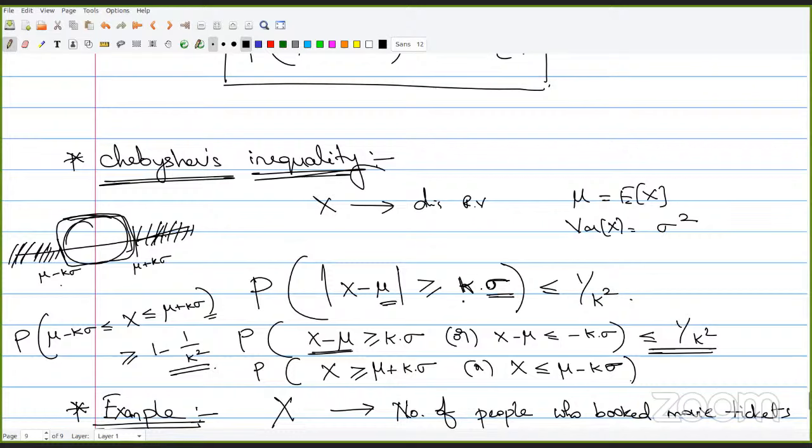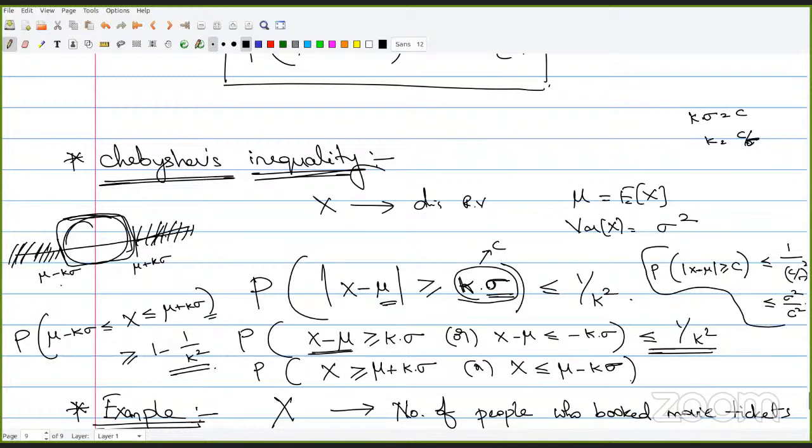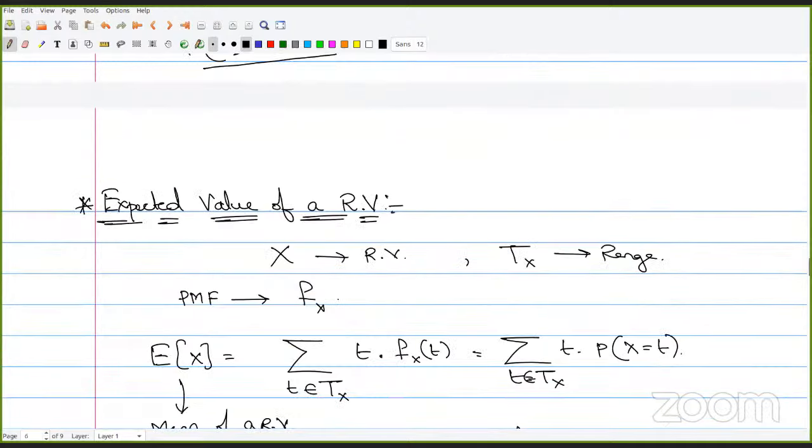There they have simply taken k sigma as c. Now if this is taken as c, then probability of mod x minus mu greater than or equal to c will be less than or equal to 1 by k square. If k times sigma is c, k will be c by sigma, so this will be 1 by (c by sigma) whole square, which is sigma square by c square. Okay, this is one more variation. So everything is Chebyshev's only.